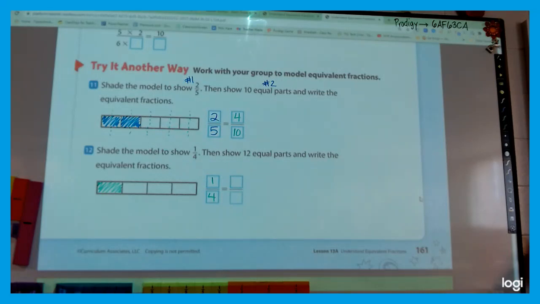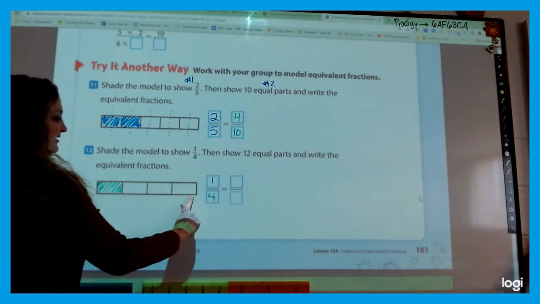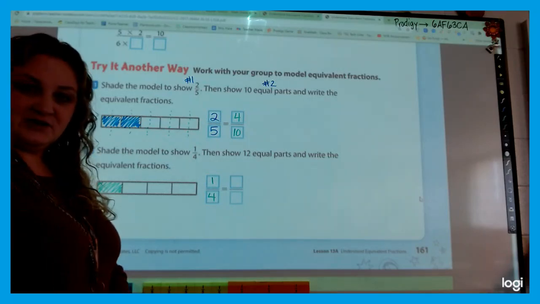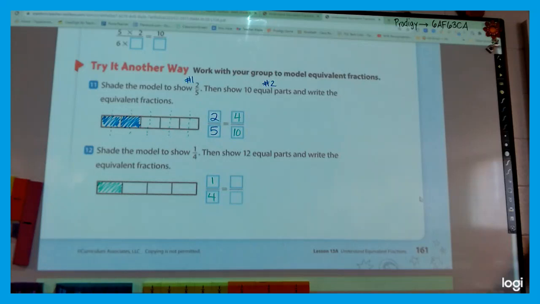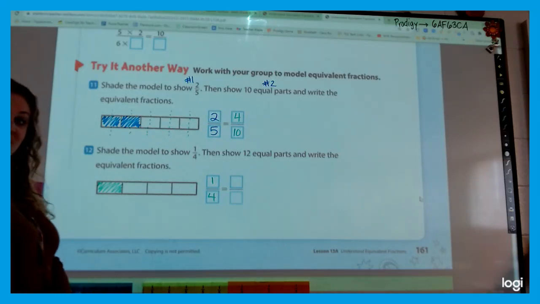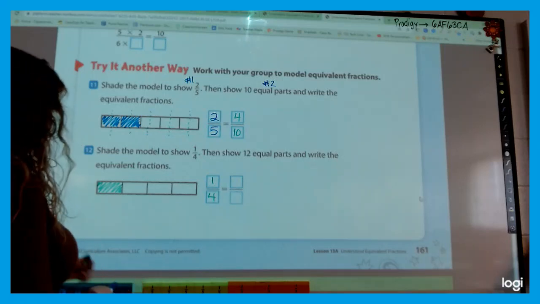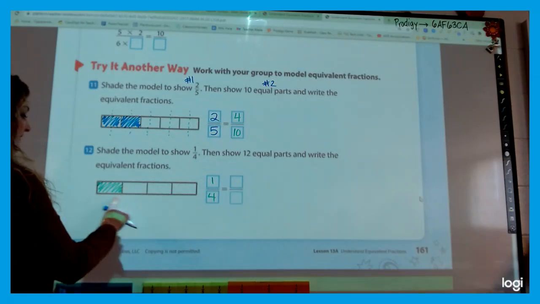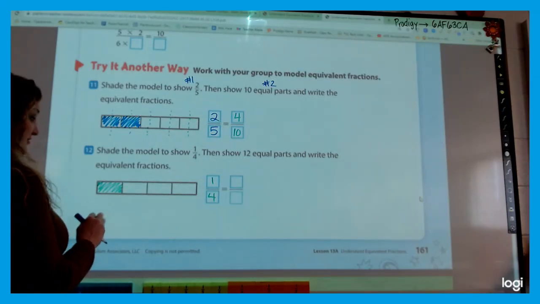So now they want us to show 12 equal parts. So right now I only have 4 spaces. How could I divide those 4 spaces so that I have 12 parts? What if each space was split up into 3 pieces? Is 3 times 4, 12? So that'll work. Okay, so very carefully, do your best. Each of your spaces has to be split up into 3, okay, so that we have 12 parts.